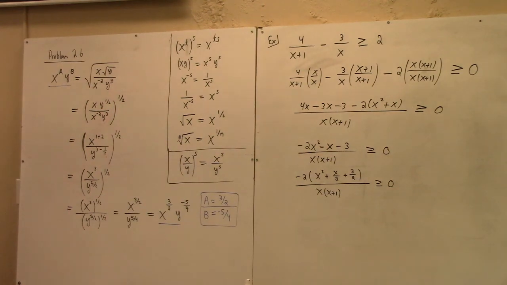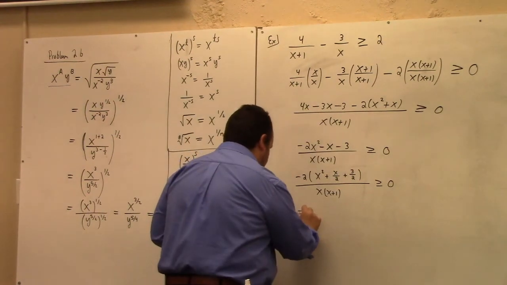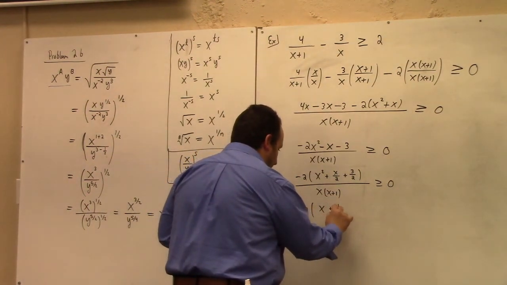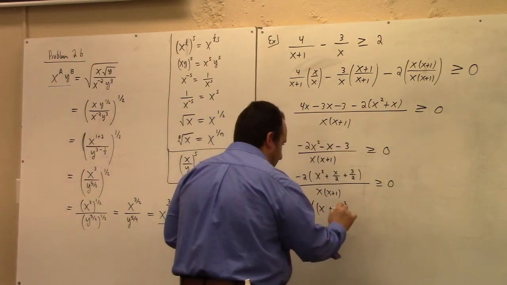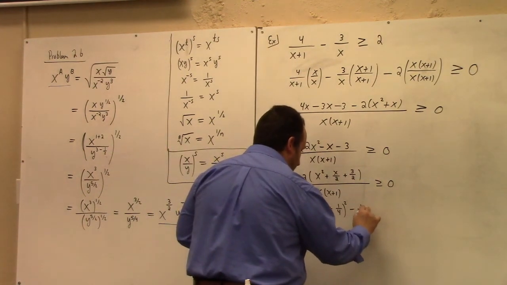I don't want to try. I'm going to complete the square. It's easier. So what's a half of a half? A quarter. So x plus a quarter, squared, minus a 16th plus 3 halves.